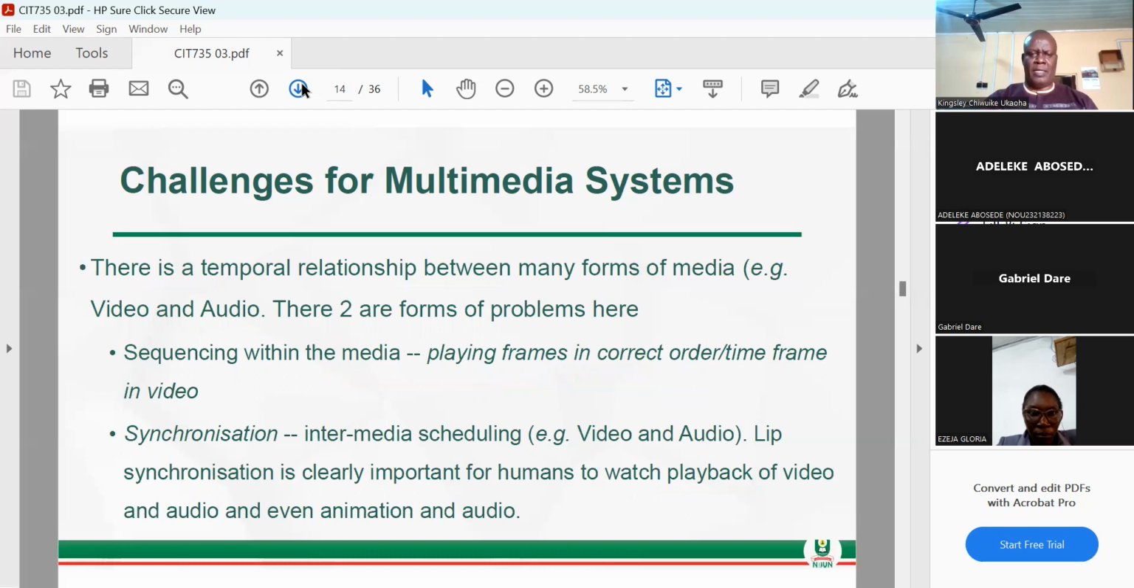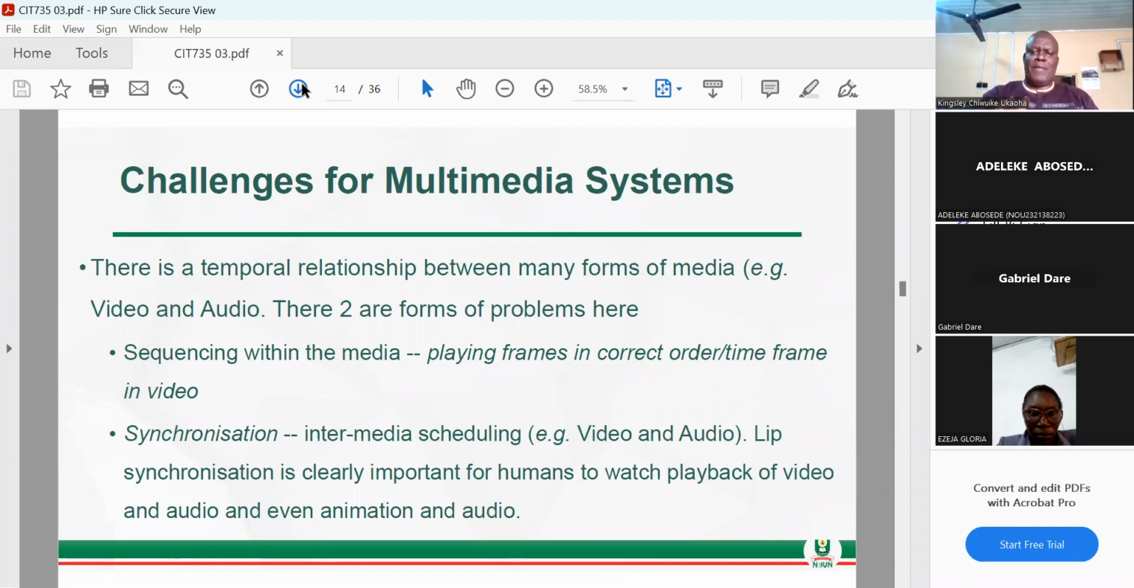There are two forms of problems here. Sequencing within the media, like I mentioned before, playing frames in correct order and time frame in video. The pictures that make up the video are snapped separately. The audio that records the voice is also done separately. They must be synchronized, meaning they must be sequenced in such a way that they start playing from the same point. So that when my lips open and move, the voice that corresponds with that movement of the lips must be heard by the person.